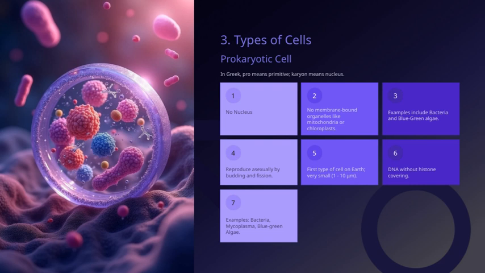Some common examples are bacteria, mycoplasma, and blue-green algae. They also reproduce asexually, primarily through processes like budding and fission, allowing quick population growth. Lastly, as the name suggests, these cells have no nucleus. The term prokaryotic comes from Greek, where pro means primitive and karyon means nucleus, highlighting their early evolutionary status and simple structure.